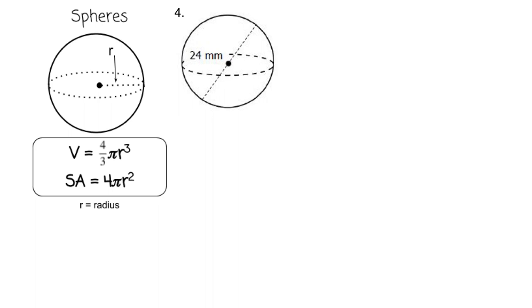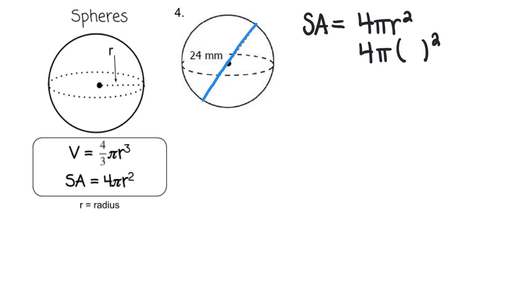Example 4, you will see the diameter is 24. For the surface area formula, we don't want a diameter. We need to know the radius, so we're going to be taking the radius and squaring it. So if my diameter is 24, my radius is half of that, which is 12. So I'm replacing my radius with 12.